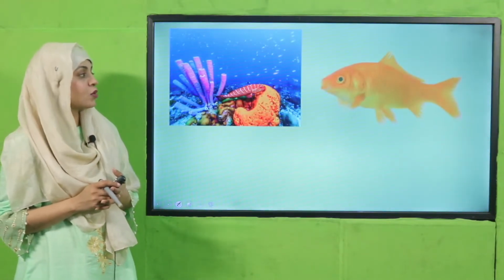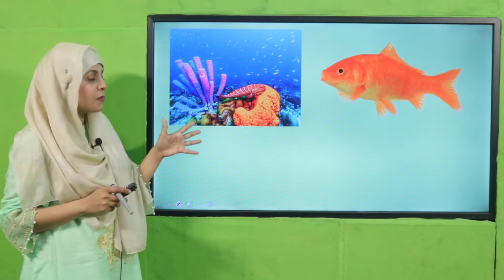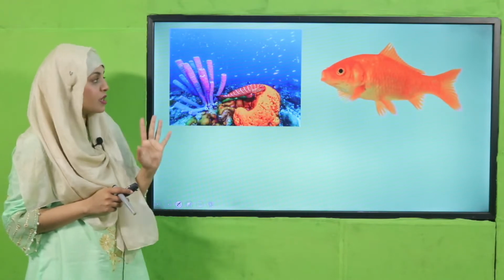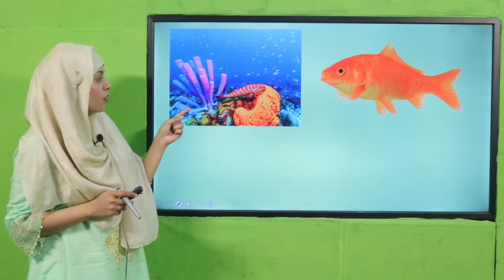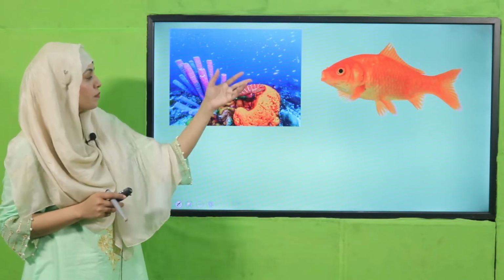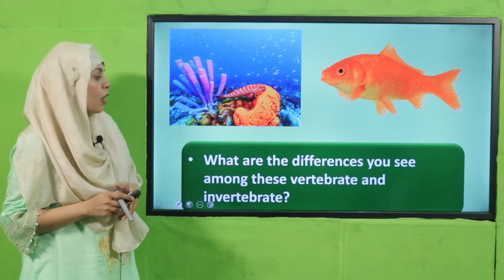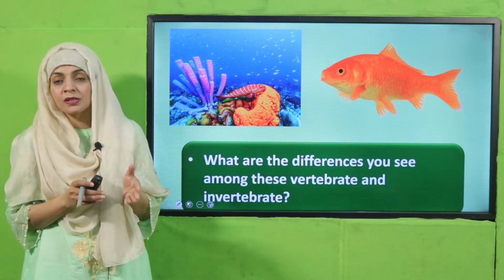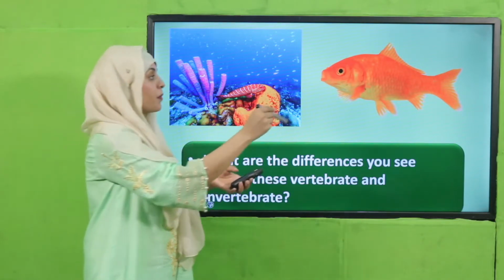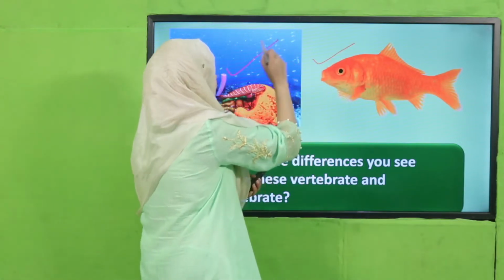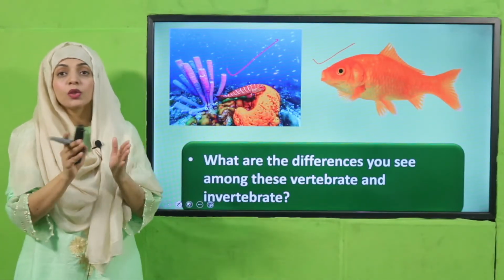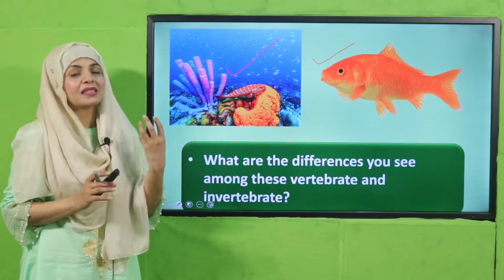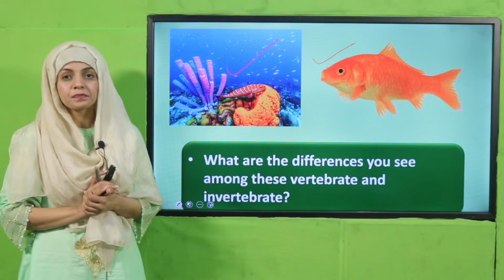Okay, here you can see two pictures. Again, one is vertebrate, and other is invertebrate. So these are corals, and that is a fish. Okay, now what are the differences that you see among these vertebrates and invertebrates? Now on one side you see a vertebrate, and on the other side you can see the invertebrate. What differences do you see between these two just by looking?